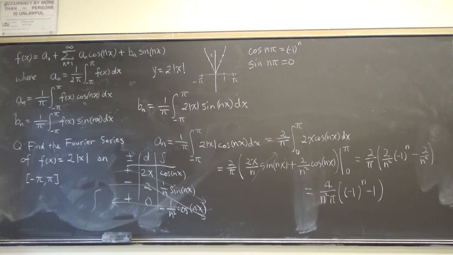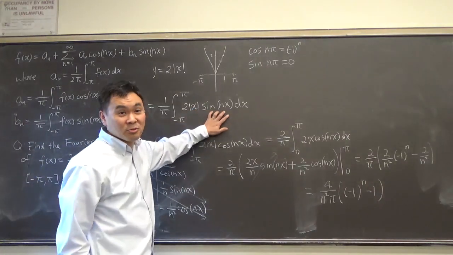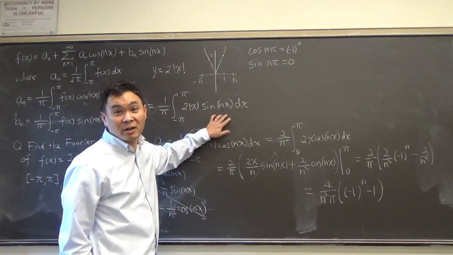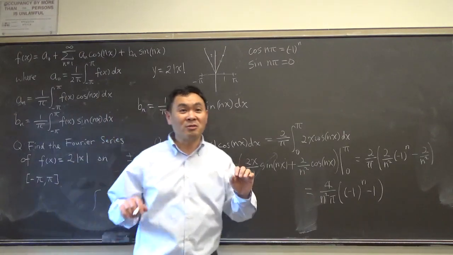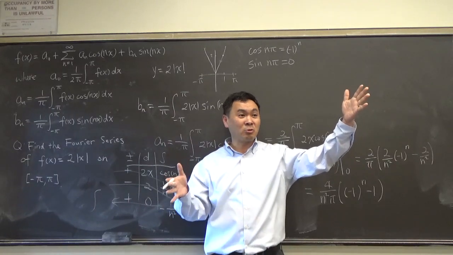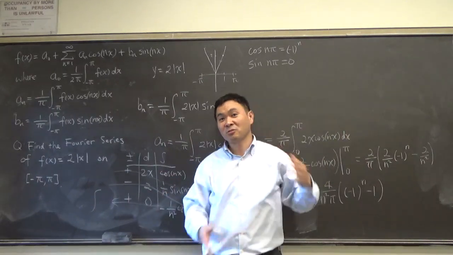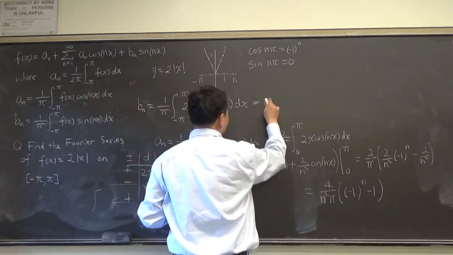Bn is 0. Why? Because it's a product of an even and an odd function. This is an even function, that's an odd function. If you multiply an even function with an odd function, you end up with an odd function, right? And odd function means one side goes up, the other side goes down. So if you integrate over a symmetric domain, the two sides cancel. You just get 0.